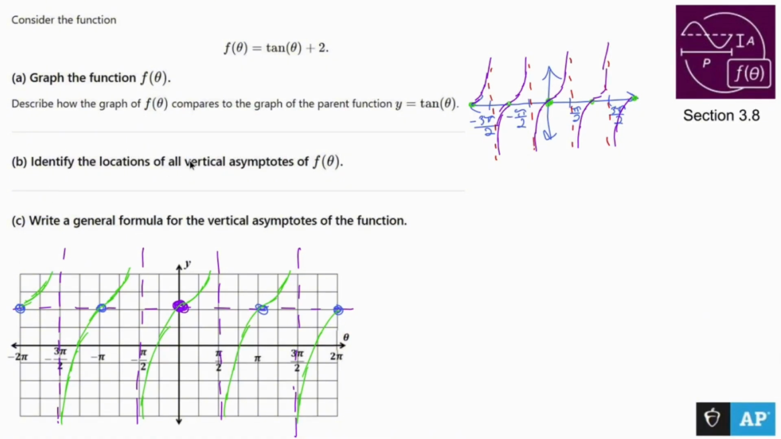Identify the locations of all the vertical asymptotes of f of theta. Now, I am not given any domain restriction limitations. So this is where I have to be very careful. Part C says write a general formula. So for me, identifying the locations, it's basically at pi over 2, every pi after that, and every pi before that.